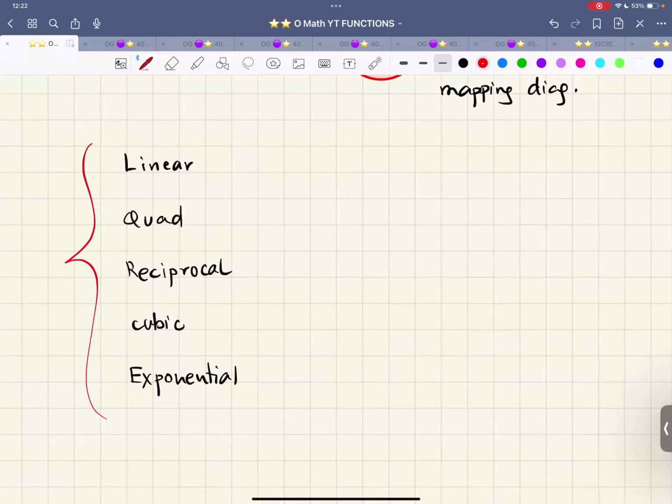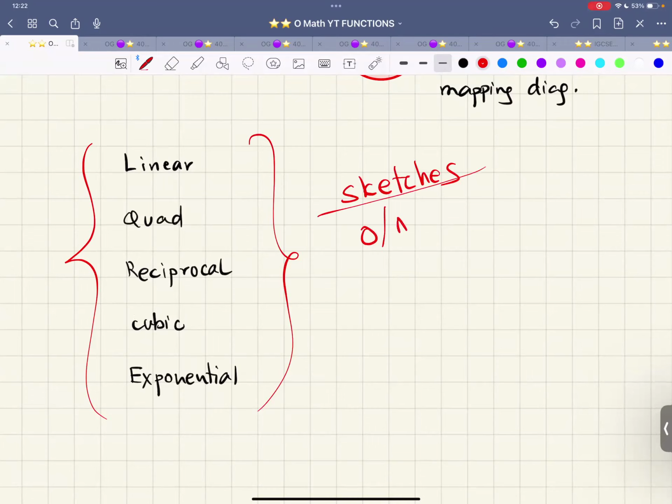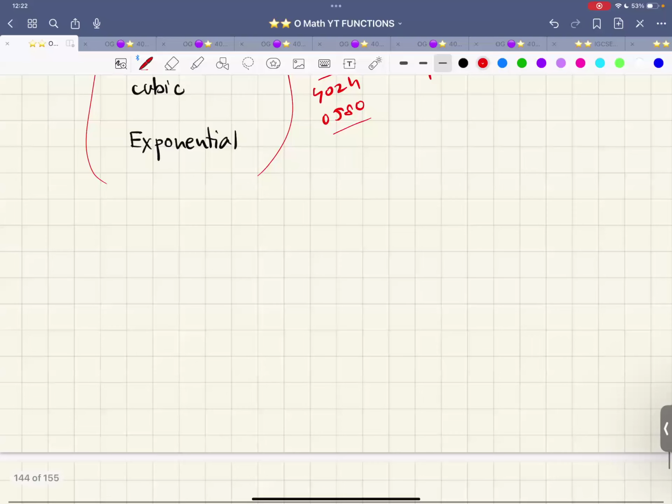So check out the videos of all of these related to sketches, and they are applicable for O-level, AS level, and A-level. Of course, the basic idea is from the perspective of O-level, but equally good for AS, equally good for A-level. And in AS, it's called P1. In A-level, it's called P3, and in O-level, that's 4024 or 0580 of the IGCSE. So now that is the basic idea of function.